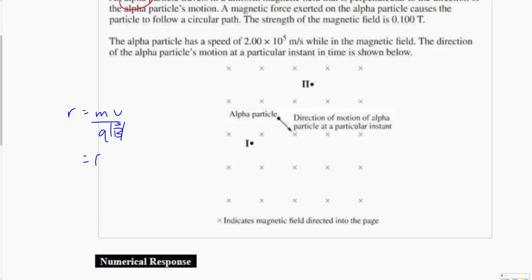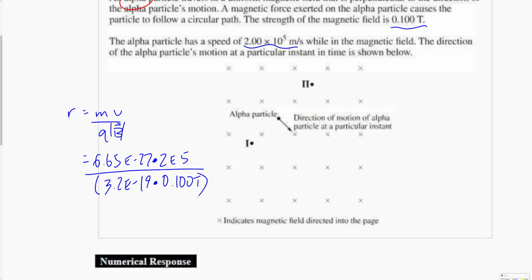It's 6.65 times 10 to the minus 27 times the speed. I don't know what that is. I got to find it. Okay, go back in my information and find it then. We're looking for that when we read the question. So 2 times 10 to the 5 over, this is an alpha particle, so 3.2 times 10 to the minus 19 times B. What's the magnetic field? I got to find that too. 0.1 Tesla.